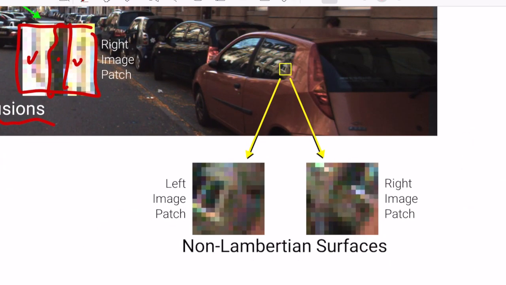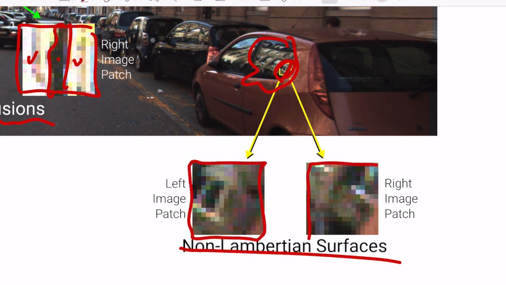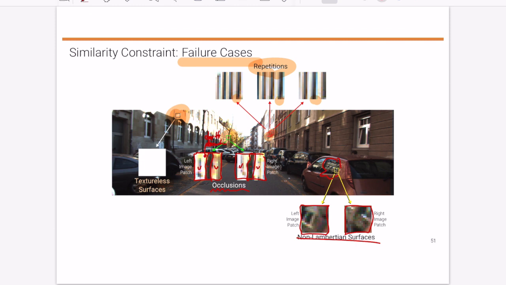What else? Something like the non-Lambertian surface, like a mirror, for example. A mirror's images depend on, I'll say, viewing directions. So it means that left image patches and right image patches may be different from each other in the case of a non-Lambertian surface. Right, so that is a very frequently found failure case. Then, how can I solve this problem?